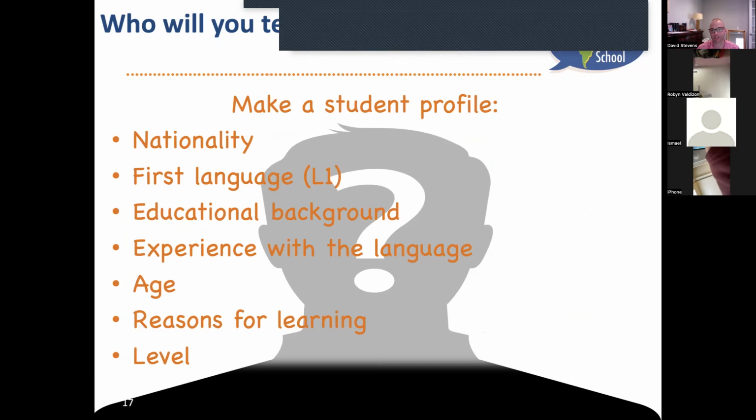So we're going to talk about this, but for you, your takeaway here is if you're teaching people, you should always have a good student profile. You should understand who your students are. What's their nationality? What is their first language? What's their educational background? What's their experience with the language? How old they are, why they're learning, and what their current level of the language is.